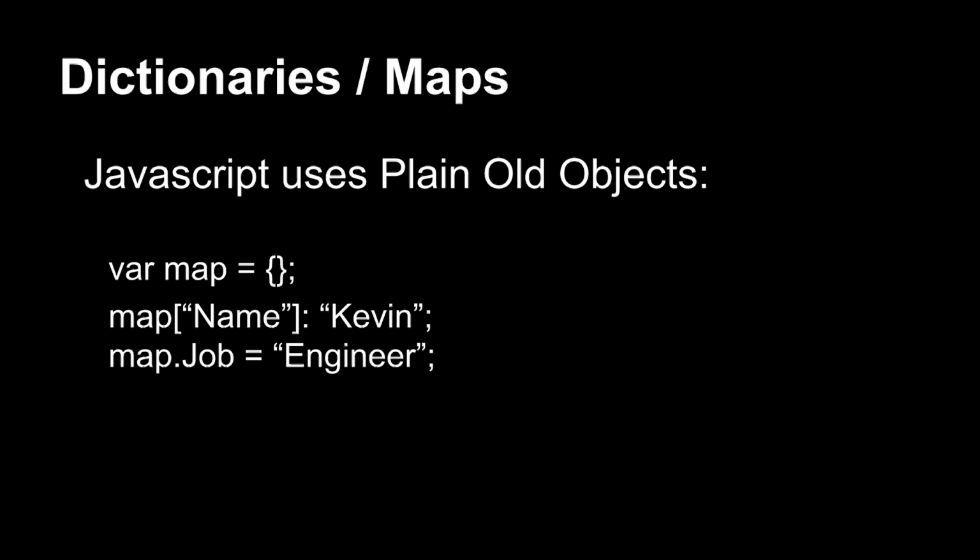So you'll see I declared a map. I added a key called name and a key called job. There are two different ways of putting that syntax in there for JavaScript. You can either use the dot notation or you can use the array notation, which is the second line there, where I set name to Kevin. Either one of those will work in JavaScript.